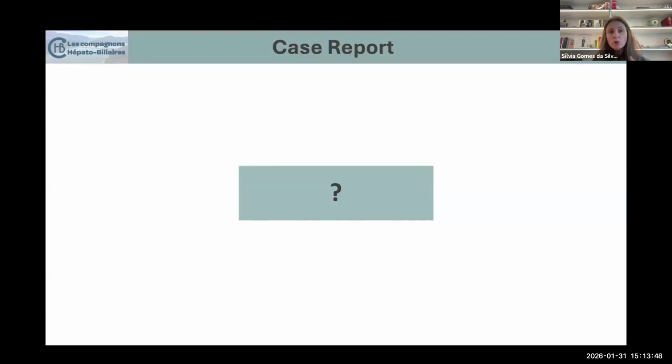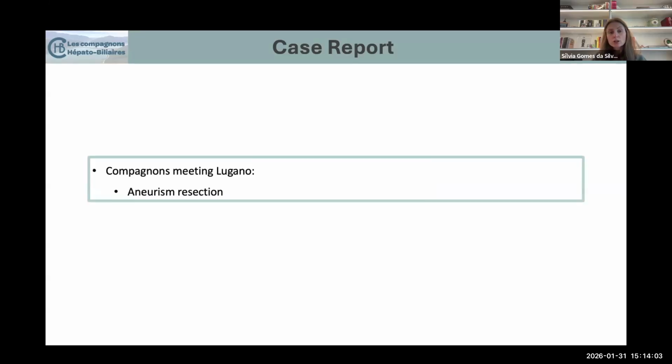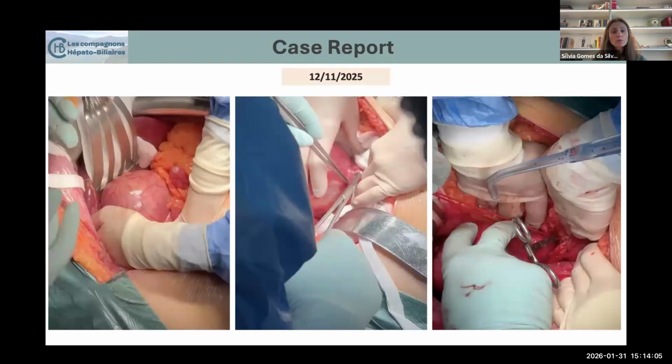No one has a lot of experience in this type of big aneurysm, but your opinion was to resect the aneurysm and watch the liver very closely. So that's what we did.